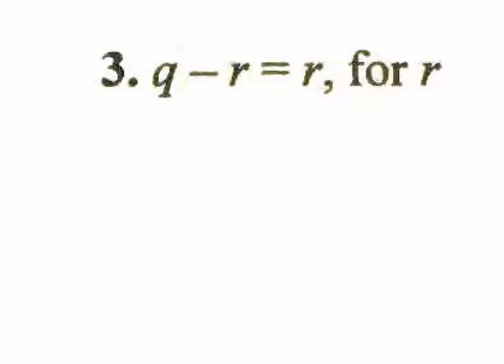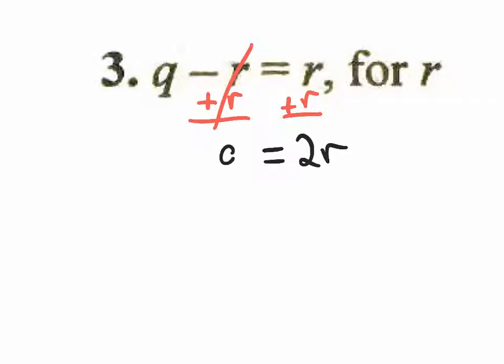So what would be a smart thing to do? Get rid of this r or get rid of this minus r? Minus r. Get rid of the minus r. If you get rid of that minus r by doing the opposite, plus r, that'll eliminate. And what you do to one side, you do to the other, plus r over here. And you will end up with 2 r's on the right side. And on the left side, you're going to have a q.